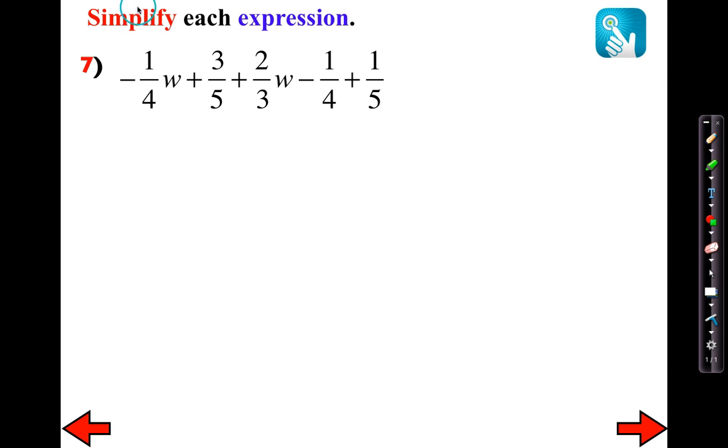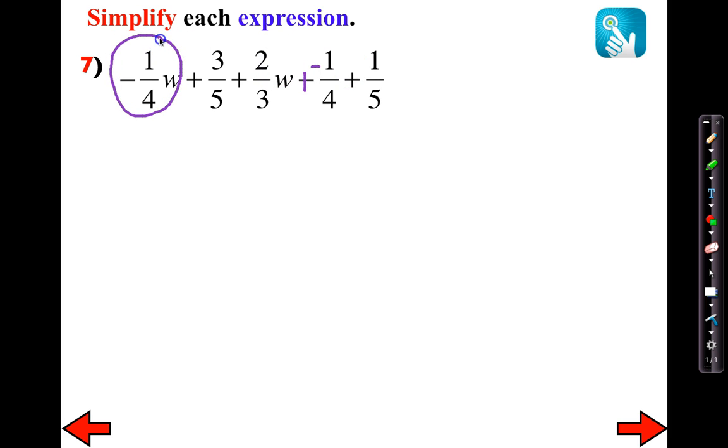Okay, so first of all, let's combine the variables. Wait, before we do that, let's go ahead and add the opposite for all the subtraction that we see. This is addition. We don't need to change it. This is addition. Don't need to change it. This is subtraction. We need to add the opposite. This is already addition, so leave it alone. So now that I've done that, let's go ahead and combine the variables together.